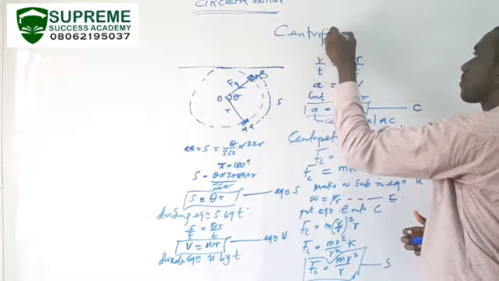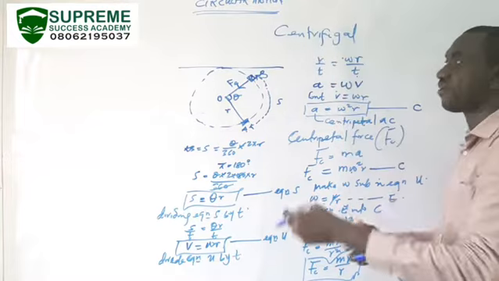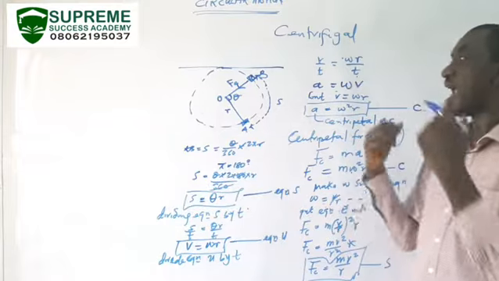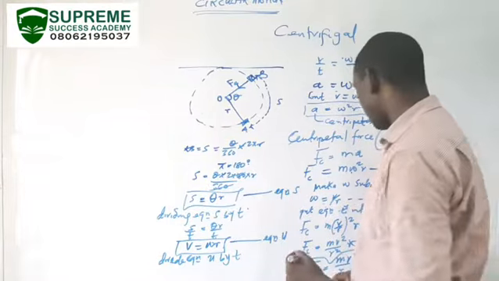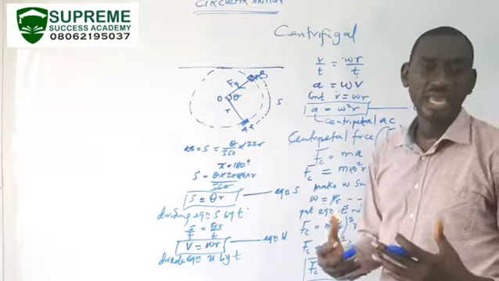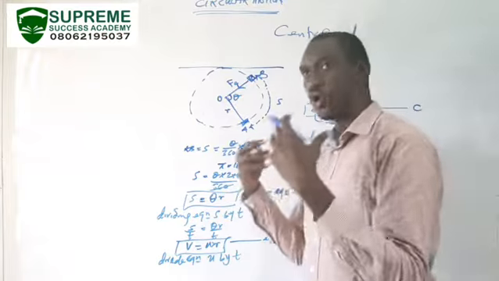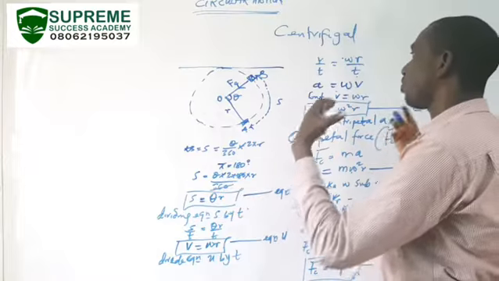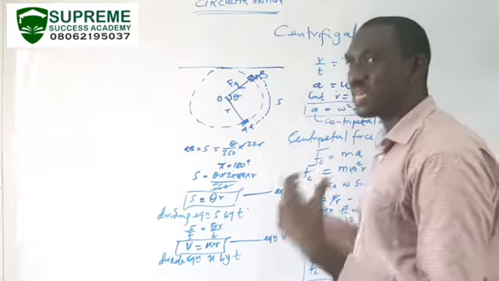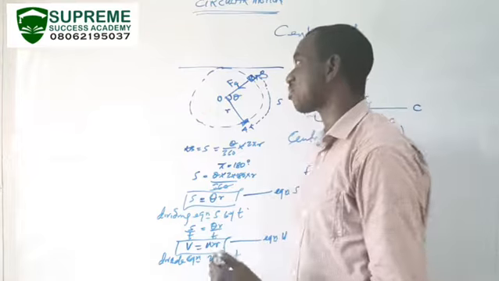Centrifugal force is the force pulling an object in a circular path away from the center of the circle. So all this formula is very important. You should have it in your head anytime you want to solve a question on circular path. Instances of objects undergoing a circular path.